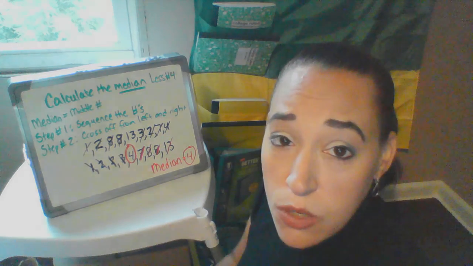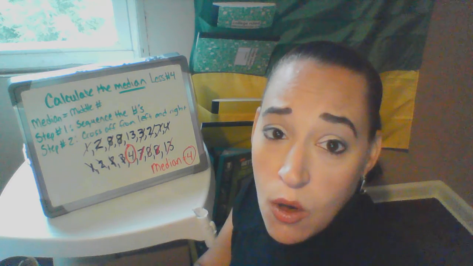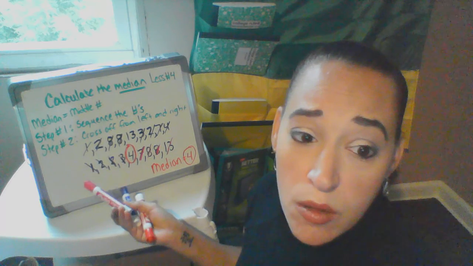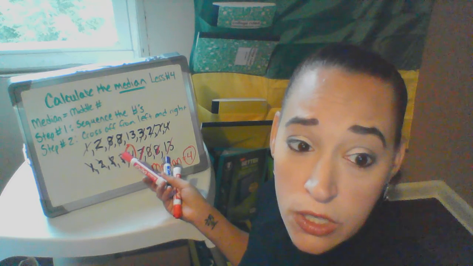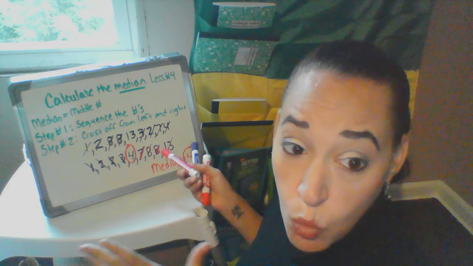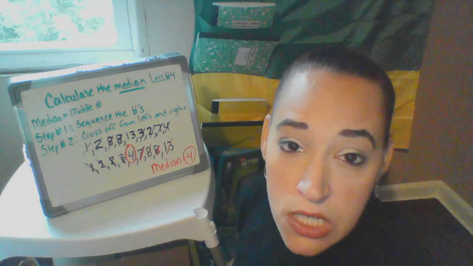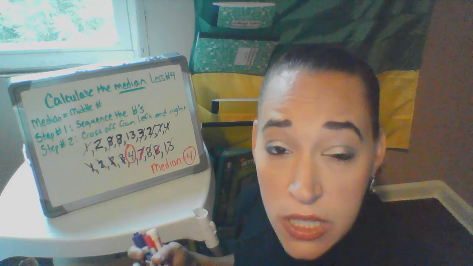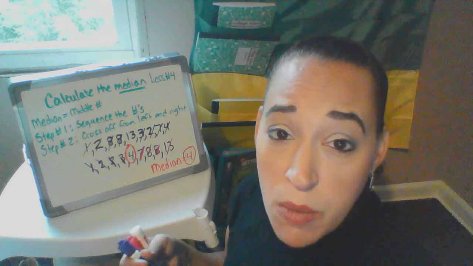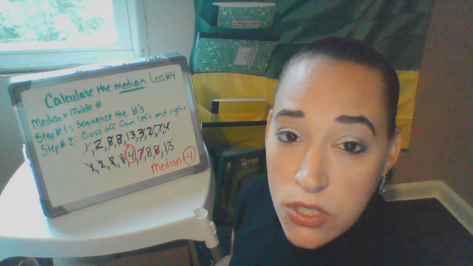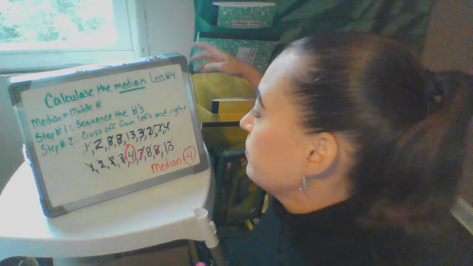Now I do have to show you one more example because it's not always going to be an odd amount of numbers where it gives you just one median. Sometimes you're going to see 2. And in those cases, if it leaves you with 2 in the center, you have to add them up and divide by 2. So I want to show you an example of that.